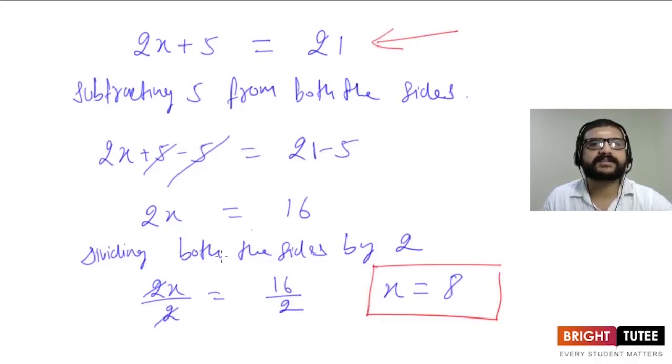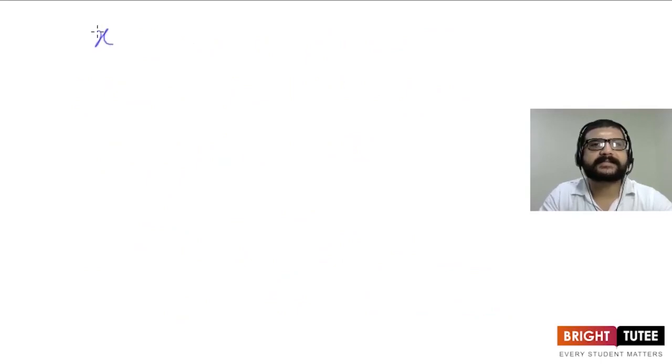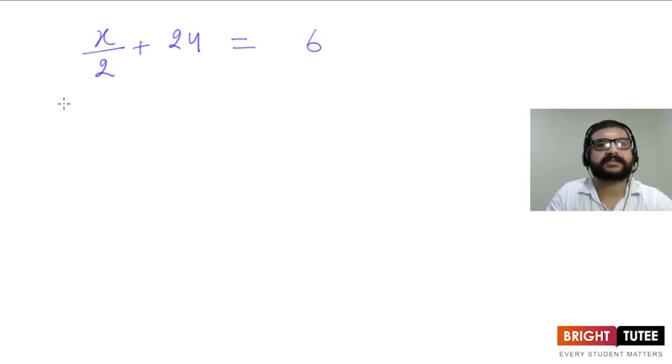This is how we are solving the equations now. Let's see one more example. Let's take x upon 2 plus 24 is equal to 6. Now what should we do to solve this equation? First, let's get rid of this 24. For that, what we have to do? We have to subtract 24 from both the sides of the equation.